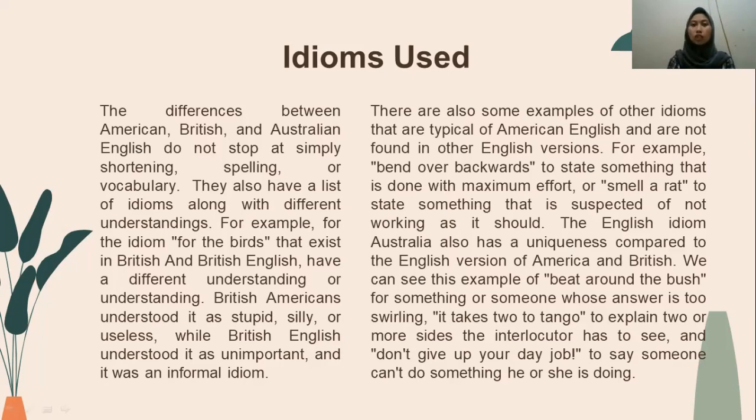The English idioms of Australia also have a uniqueness compared to the English versions of America and Britain. We can see this in the example of beat around the bush, for something or someone whose answer is too roundabout. It takes two to tango, to explain that two or more sides have to be seen by the interlocutor. And don't give up your day job, to say someone can't do something he or she is doing.